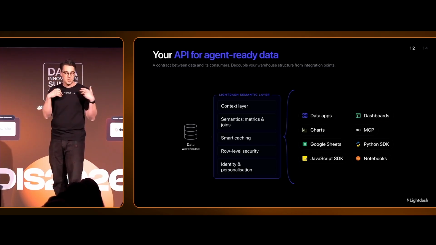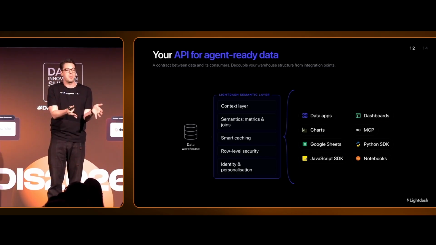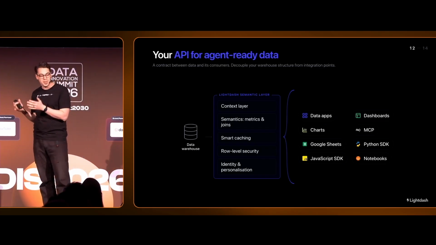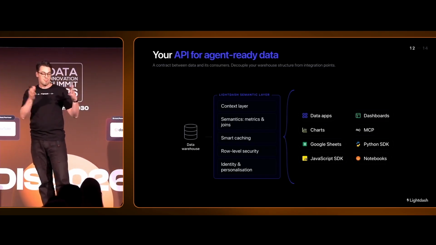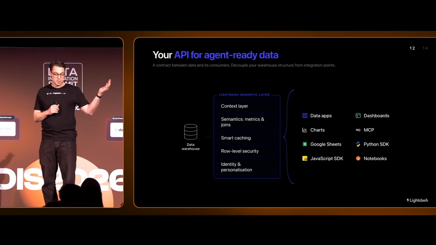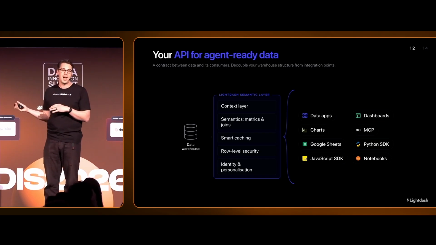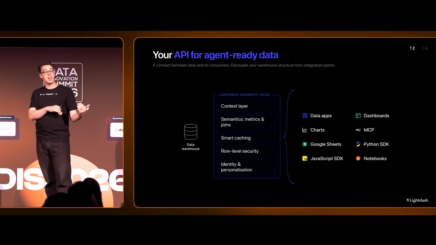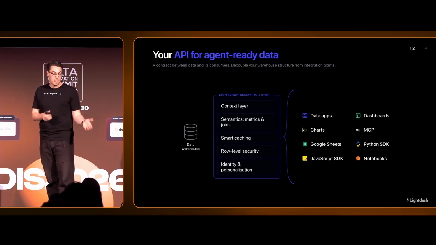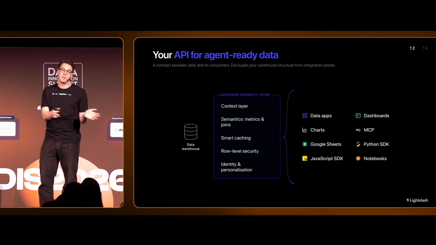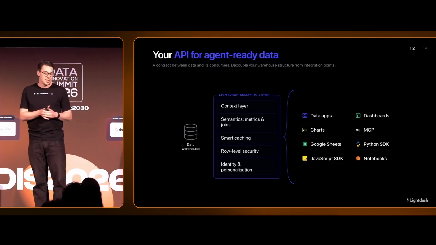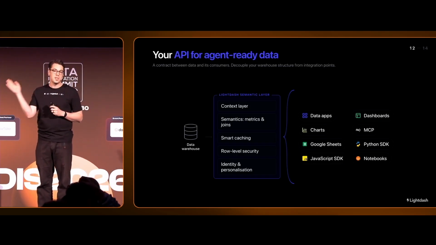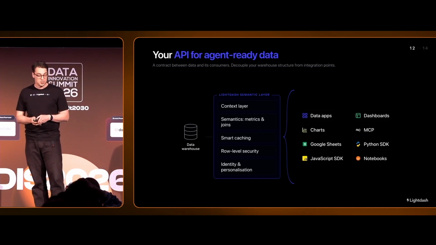So whether as a user I'm in a Jupyter notebook, or I'm building my own agents with the MCP, or I'm building a classic dashboard, I'm exporting to Google Sheets, or I'm building a data app, they all get the exact same view and security and authorization that the underlying data has. And then if you go and update a metric definition, or if you change someone's access permissions, this is immediately fanned out to all of these integration points for you. And so you're not baking data logic into all of those places.